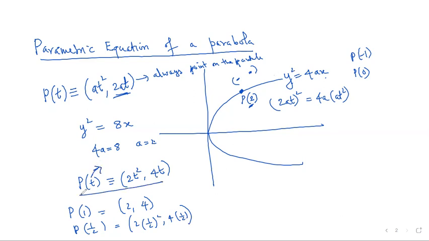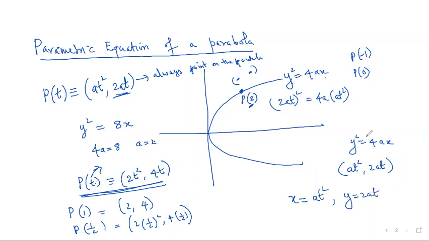this t is known as the parameter of the point. Did you understand? Yes or no? Yes, sir. So any point on the parabola y square equal to 4ax is at square comma 2at, which means every point on the parabola has x coordinate at square and y coordinate 2at, provided the equation of the parabola is y square equal to 4ax.